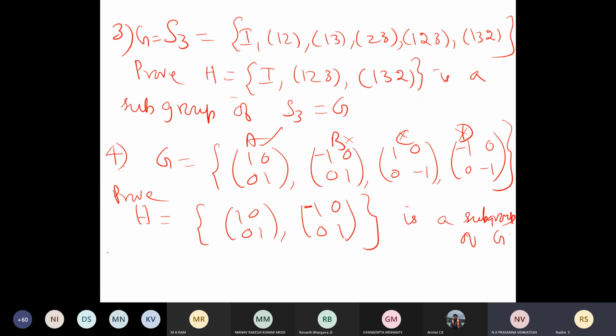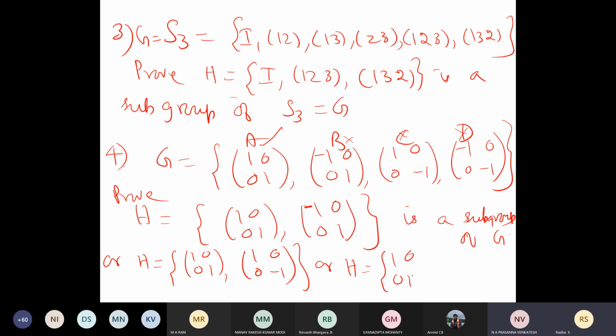Or even you can take it this way. R is equal to [1 0; 0 1], [1 0; 0 -1], or H is equal to [1 0; 0 1], comma, [1 0; 0 -1]. All these are subgroups of your G.